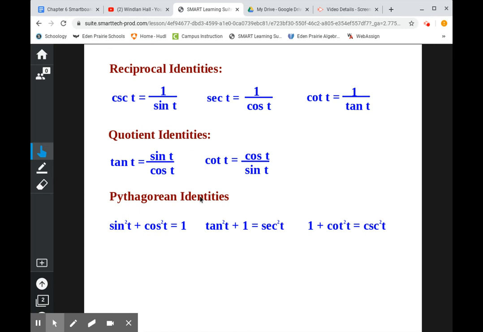Then a few things about the Pythagorean identities. I want you to keep in mind that sine squared plus cosine squared equals 1. Well, that's really just the Pythagorean theorem. Remember that the cosine is x and the sine is y, so really that's x squared plus y squared equals r squared, or a squared plus b squared equals c squared. But for our Pythagorean identities, sine squared plus cosine squared equals 1. A few more based off of that: tangent squared plus 1 equals the secant squared, and 1 plus the cotangent squared equals the cosecant squared. Now we'll refer back to these for the next examples.